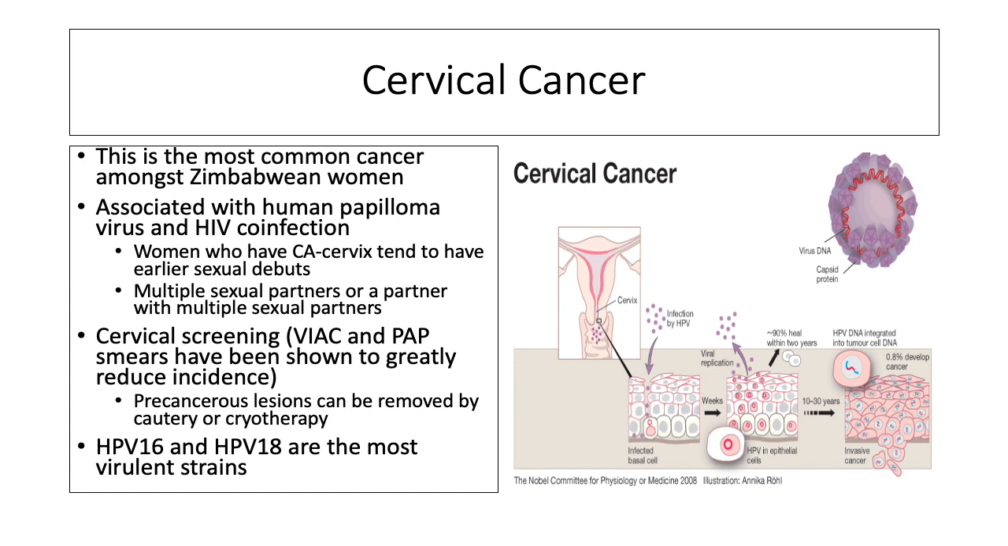So people who start sexual activity quite early have been found to be more at risk compared to those who start later. And also there's the issue of multiple sexual partners. And like I said earlier, there's a vaccine for the virus, which can be taken. Cervical screening can assist in reducing morbidity and mortality from this cancer. And the most virulent strains are HPV 16 and 18.